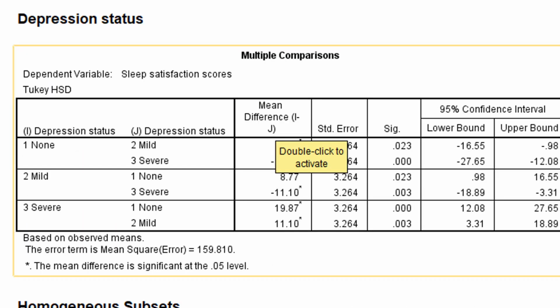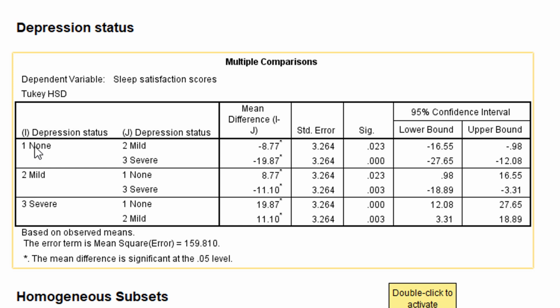Now we see the multiple comparisons. Here you can see that the none and mild groups have a statistically significant difference, shown by an asterisk, and none and severe also have a statistically significant difference. So all the groups have statistically significant differences. Now we have to see where the interaction is playing its part among the factors, among the categorical variables.